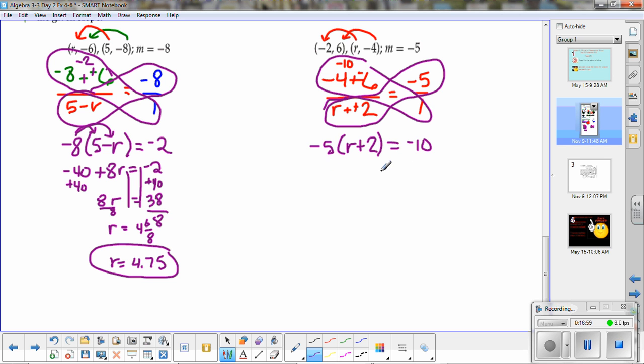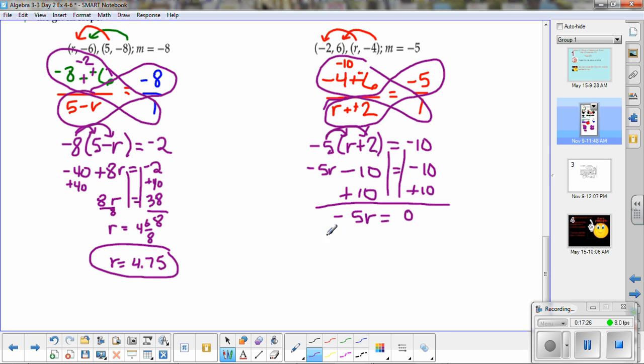Do the distributive property to simplify the left-hand side. Negative 5 times r is negative 5r. Negative 5 times 2 is negative 10. Now we're going to add 10 to both sides. Negative 5r equals 0. And then when we divide by negative 5, 0 divided by negative 5 is just 0. So r equals 0.